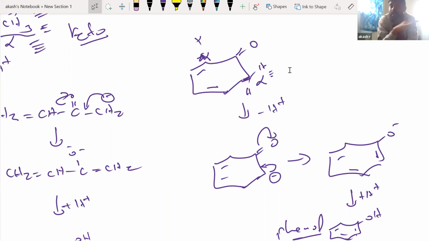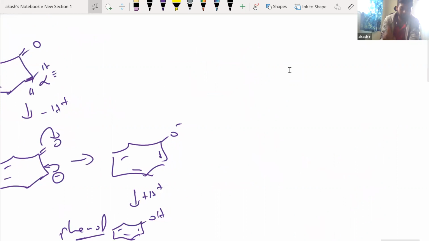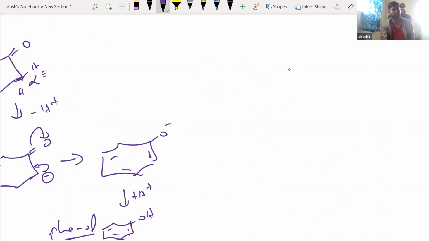Right, fine. Now we have completed IUPAC naming, we have completed physical properties, and now we have completed tautomerism also. Three good things are completed. Now what are we going to do? We are moving on to the chemical reaction part. Now this is where it starts. We are going to go for preparation.